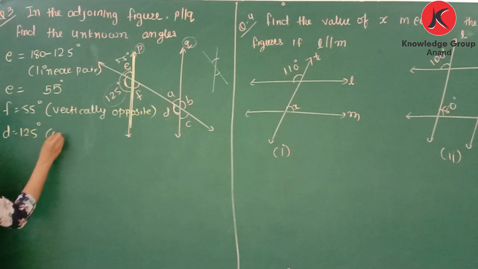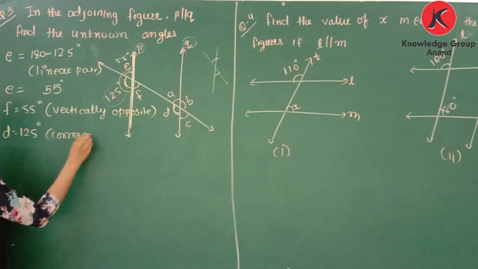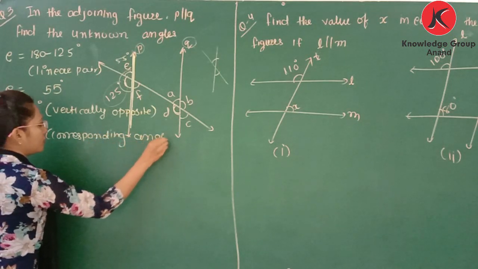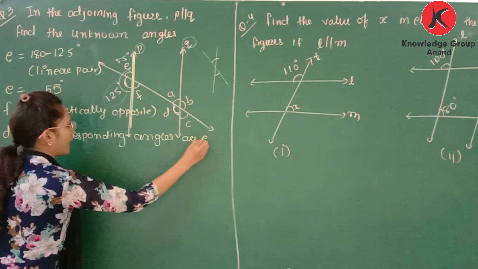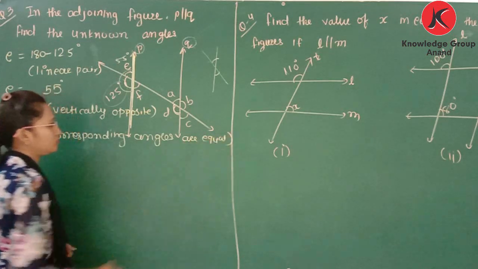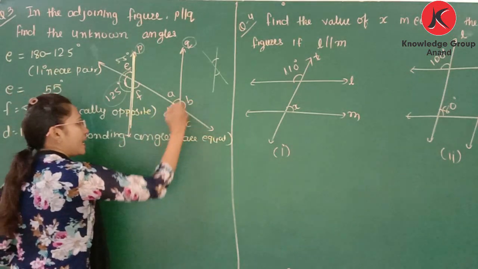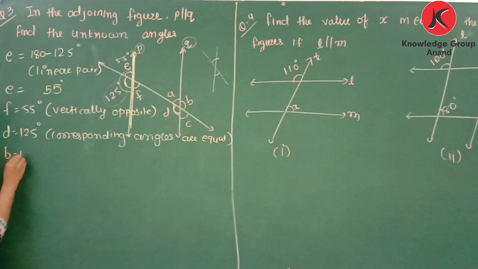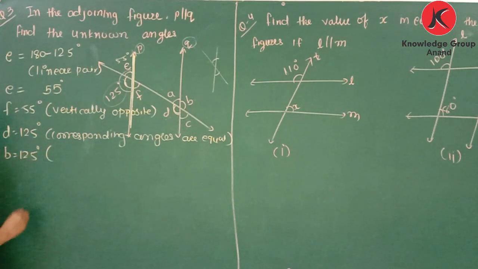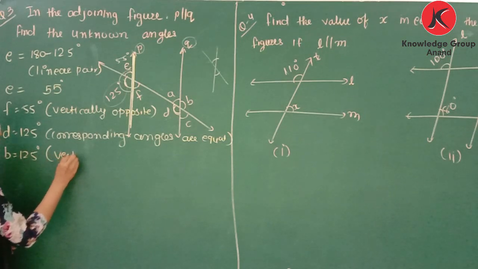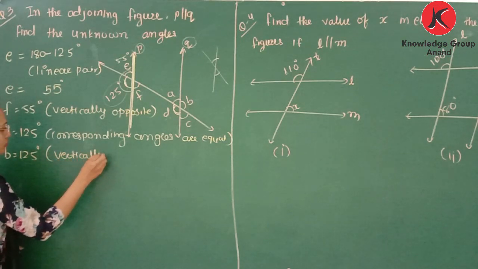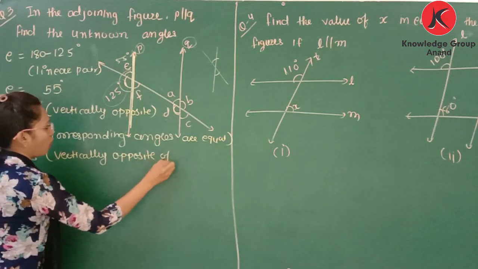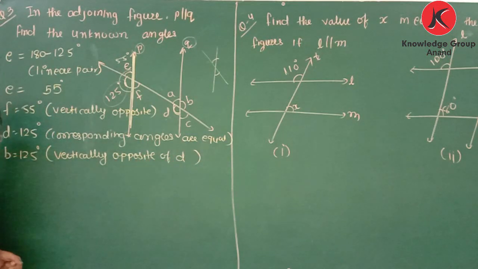Reason is what? Corresponding angles are equal. Now D and B are vertically opposite. So again you can write B is also 125 because it is vertically opposite of D, that is equal.